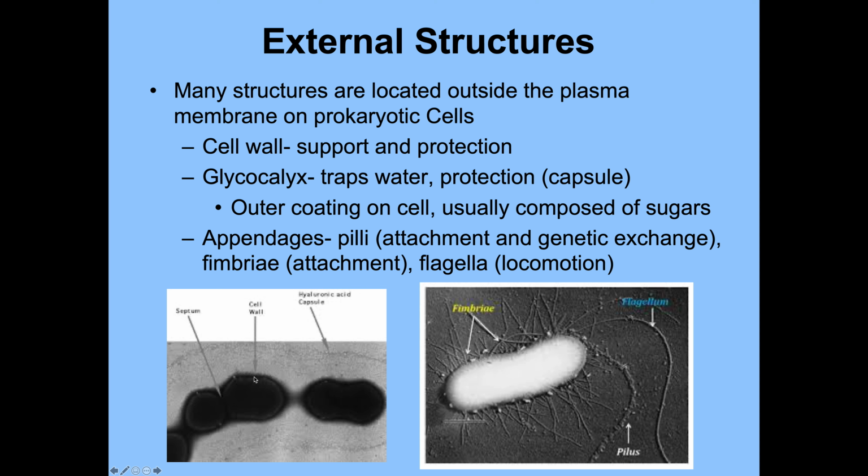Here is the cell wall, this really dark lining right here. That's the cell wall of the bacteria. And this bacteria right here is in the process of binary fission. And you can see what's called the septum, where the cell wall is now dividing the one cell into two. Looks like this guy is just getting ready to go into the same process over here.